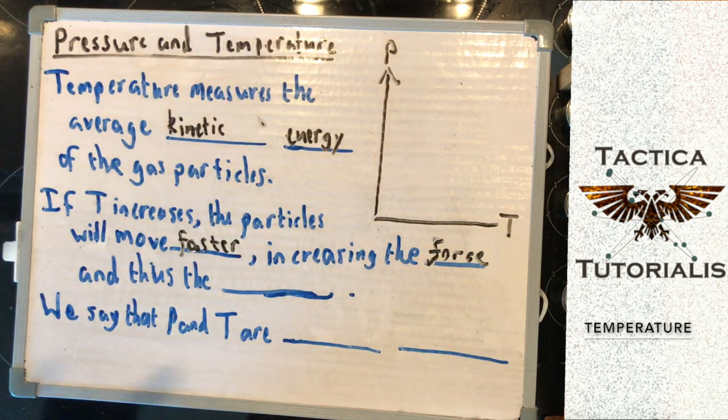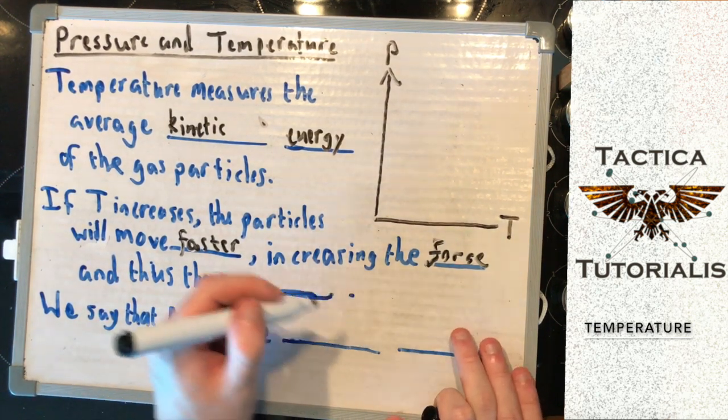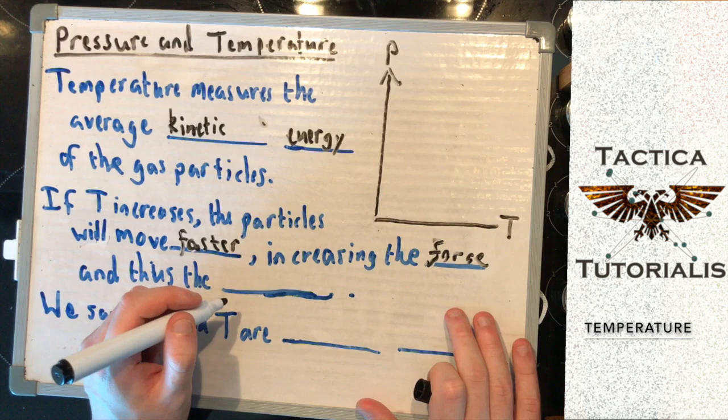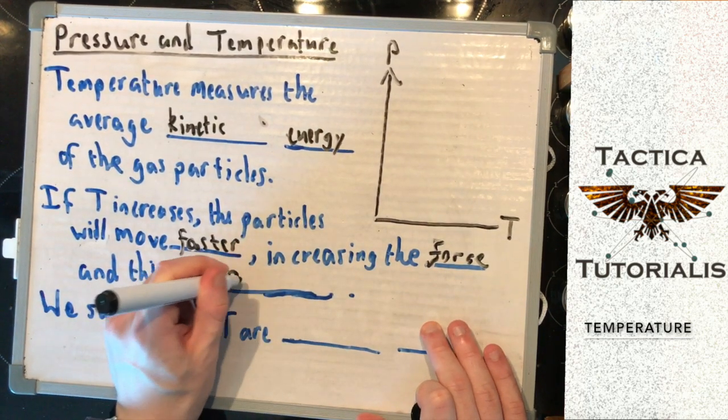And if we go back to our original derivation of pressure, we know that pressure is related to force by P equals F over A. So if F goes up, P must also go up.